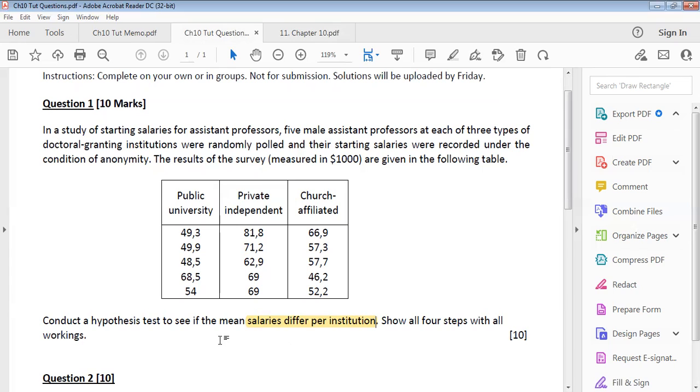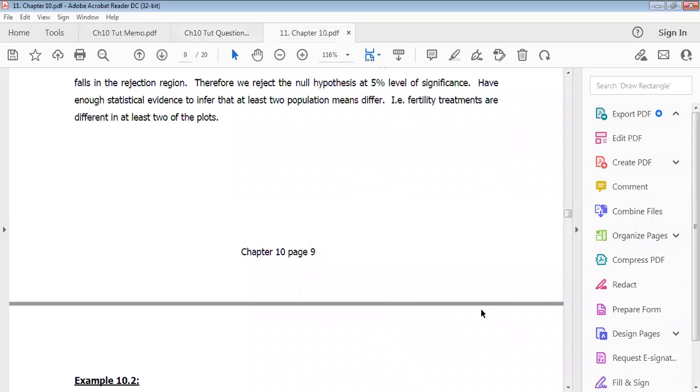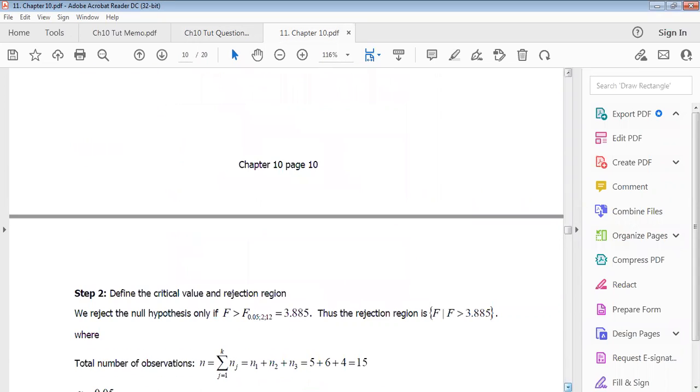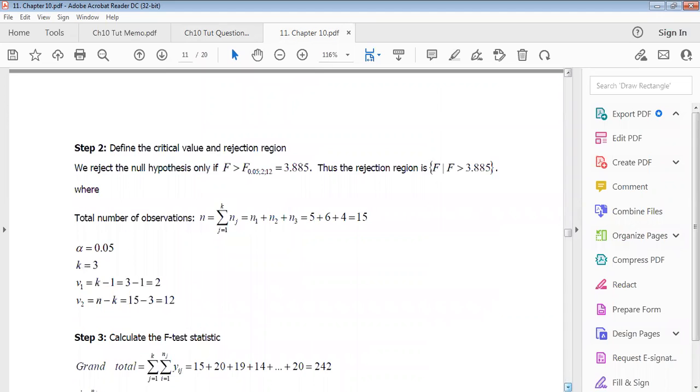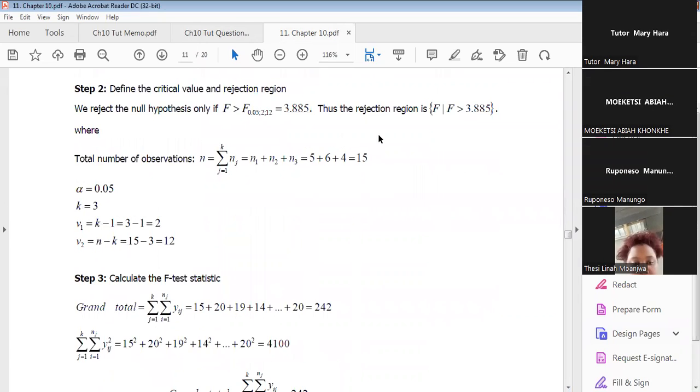Our step two is to define the critical value and rejection region. So on this question, the F test, you need to find your critical value by finding your F value.